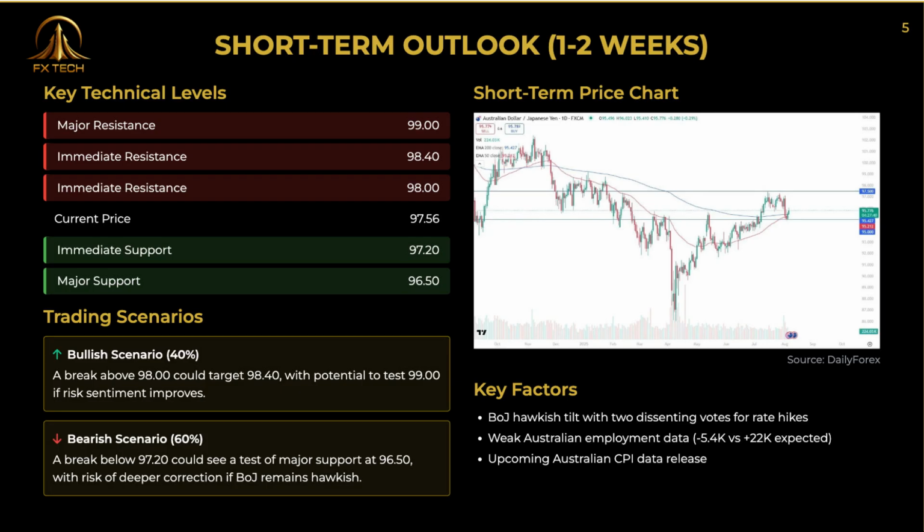The Bank of Japan's hawkish tilt, with 2 dissenting votes for rate hikes, the weak Australian employment data that surprised markets, and the upcoming Australian CPI data release, which will be crucial for determining the Reserve Bank of Australia's policy path. Traders should monitor these factors closely, as they could significantly impact price action in the coming weeks.